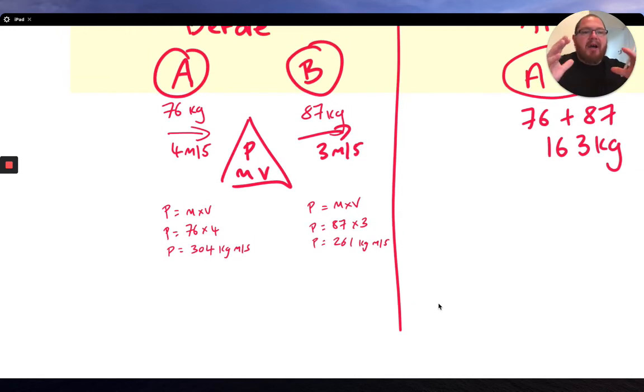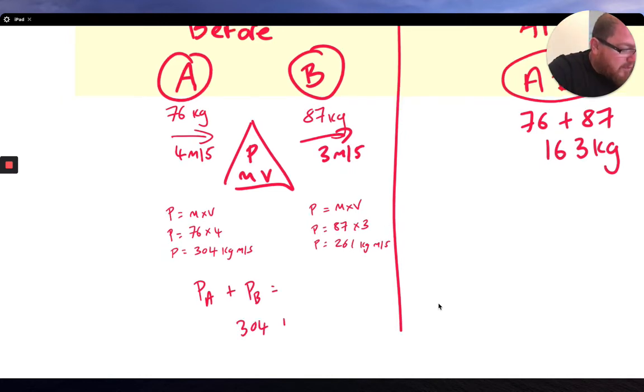So I need to combine those momentums now. So it was PA plus PB that is going to give me my total momentum before the event. So I've got 304 plus 261. That's just what I'm bringing from there. 304 plus 261 is going to give me a total momentum, and I can do that as PT if you want, total momentum of 565 kilograms meters per second.